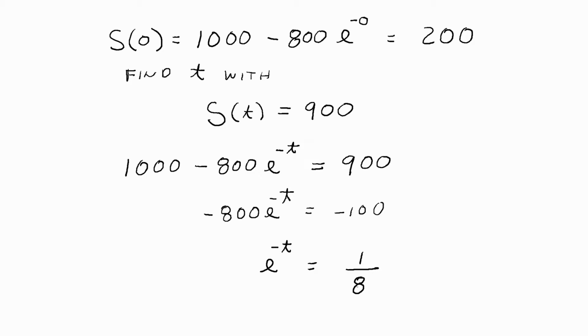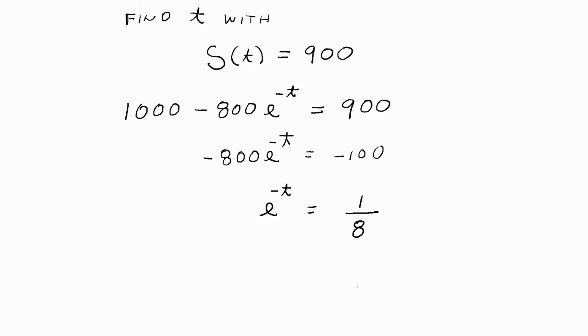Now what I'm going to do is take the logarithm of both sides of this expression. If I take the natural logarithm of both sides, then I get negative t is equal to the natural logarithm of 1/8. And so t is equal to the negative of the logarithm of 1/8.